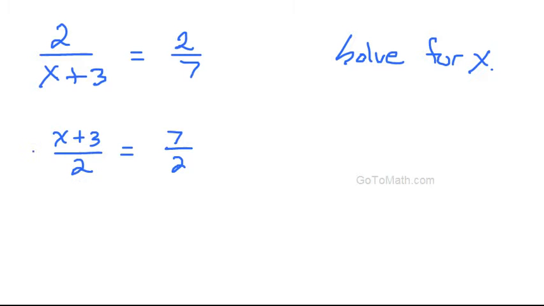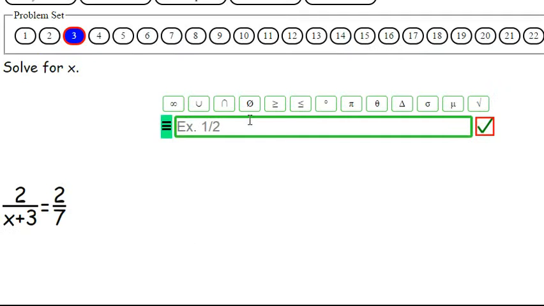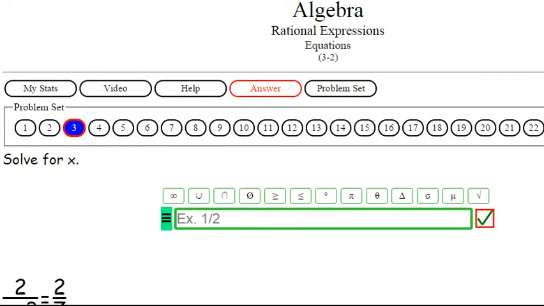Okay, now what we can do is multiply both sides by 2 to get rid of this 2 here. So now we're left with x plus 3 is equal to, and look here, those cancel out, right? And then we just subtract 3 from both sides, and we get x is equal to 4. Now if you plug 4 in, 4 plus 3 is 7, and you'd get 2 sevenths, which is what this is over here. Alright, so we're getting it worked out.